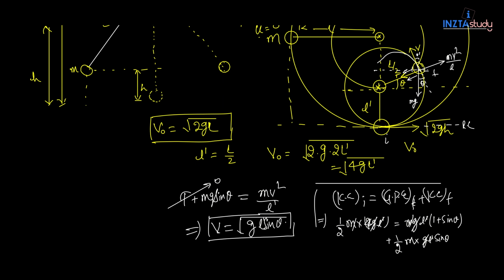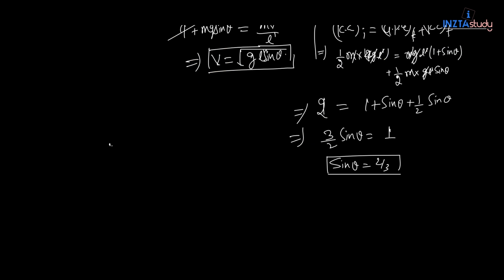So this is the value which we are getting. At this location the string is becoming slackened. Initially the block was here, and this length was L by 2, that is L dash. Now this block has come to a location where it is making an angle of theta with the horizontal, where sin theta is equal to 2 by 3. And here the velocity of the block is root under g L dash sin theta, and after that it is going to perform a projectile motion.